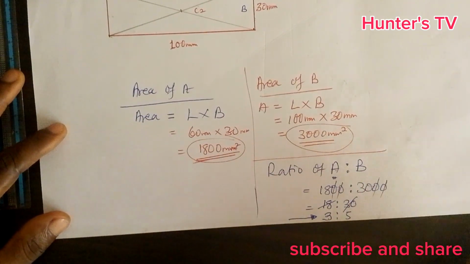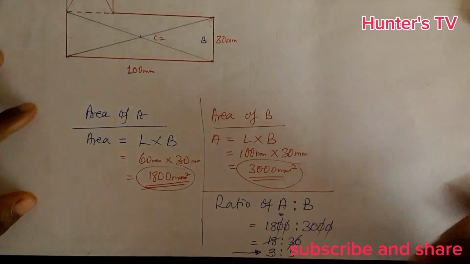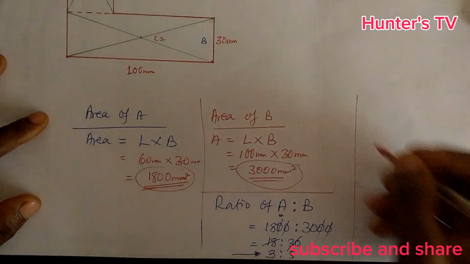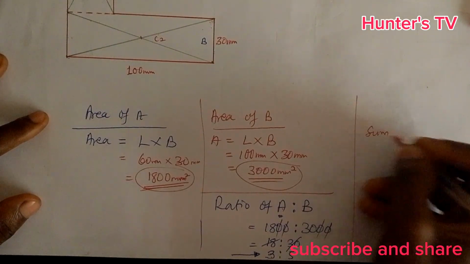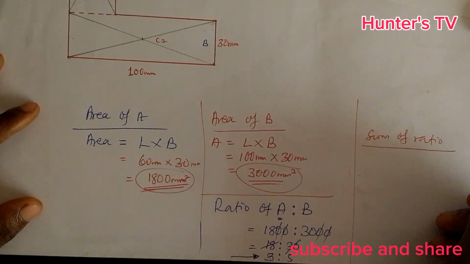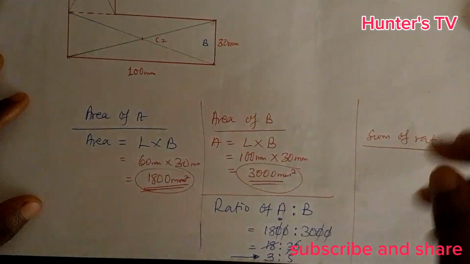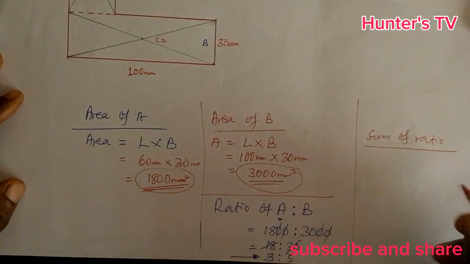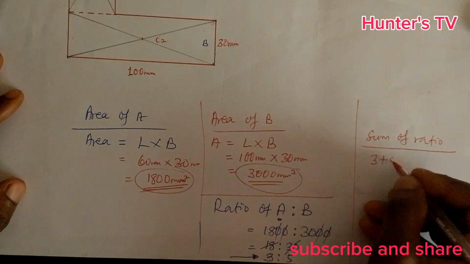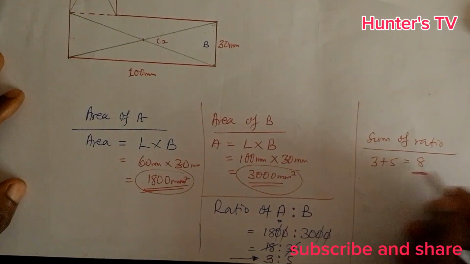Next step, find the sum of the ratios. So you add the two ratios. Okay, let's add. So sum of ratio. Please, in the examination hall, don't do all these calculations on your drawing sheet. You can do it on the question paper. Okay, it's a rough work. So it's 3 plus 5, which gives you 8. Okay, 8.